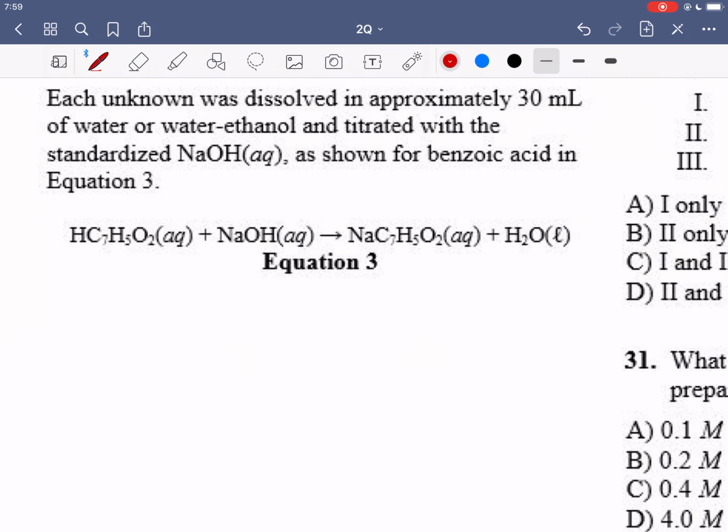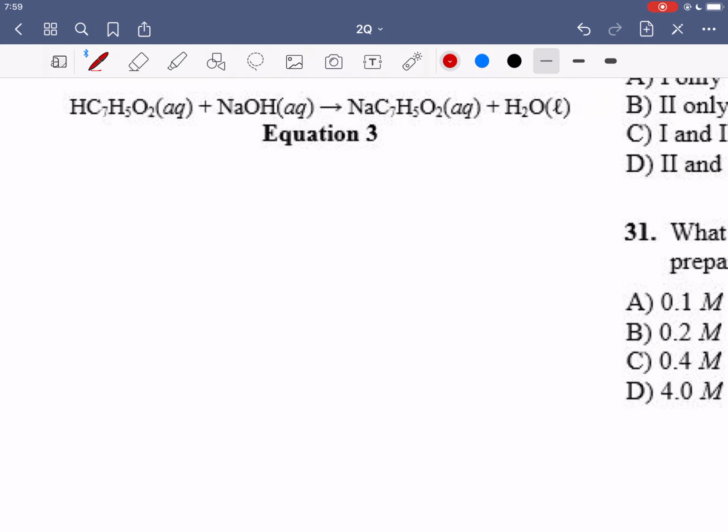So next, each unknown was dissolved in approximately 30 milliliters of water, or water-ethanol, and then it was titrated with the standardized sodium hydroxide, as shown for benzoic acid in equation 3. So this is an example of what would happen if an acid reacted with the sodium hydroxide, and of course you get your neutralization.